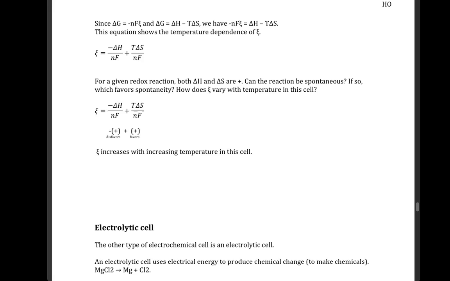Looking at our equation, E equals negative delta H over nF plus T delta S over nF. If we want to enhance the delta S part, then we want high temperatures. So we would say that E, the potential, would become larger as the temperature goes up in this situation. And the delta S term is the one that is favoring spontaneity.